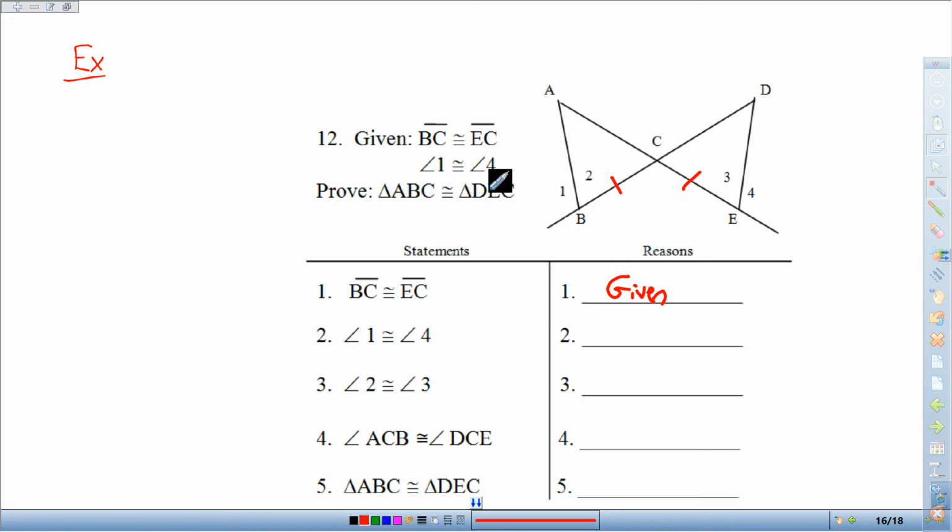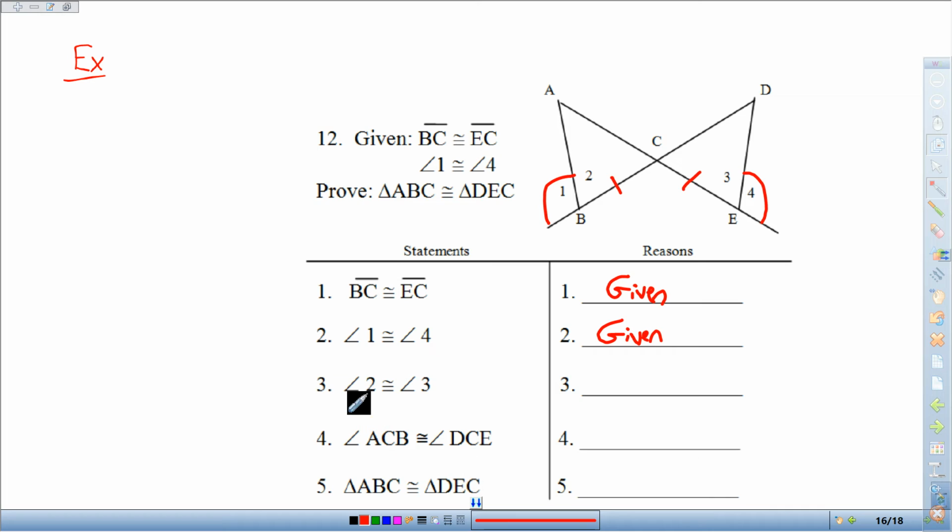All right. They're also telling us that angle 1 is congruent to angle 4. So there's our next statement. Why do we know that? It's been given. So here's angle 1. Here's angle 4. That's all the information we're given. So now we need to figure out some more stuff on our own.